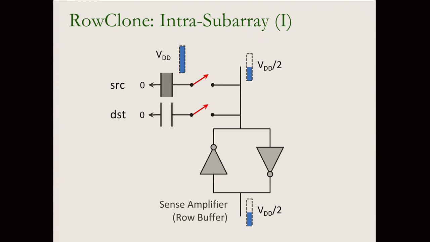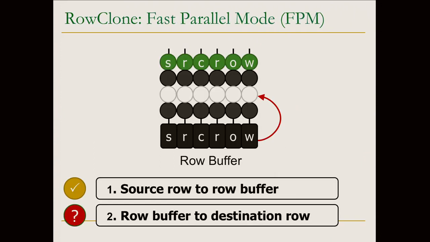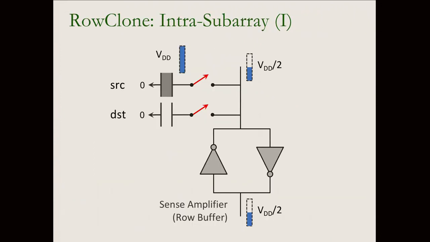I'm going to abstract the source row and the destination row with these cells. If you look internally, you have a single cell over here in the source row, and a single cell in the destination row. But think of this as row-wide operations. I'm just showing you one cell over here. And this is the sense amplifier. Let's take a look at how we do the intra-subarray copy. First, we activate the source row.